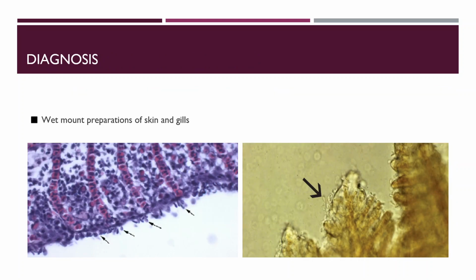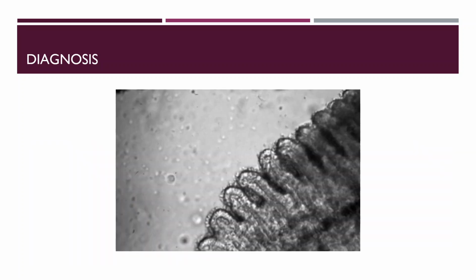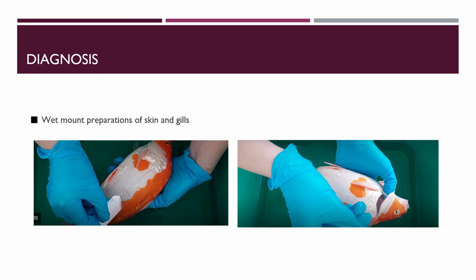So in diagnosis, you can do wet mount preparations of skin and gills. It has been said that Ichthyobodo is easy to treat but difficult to diagnose. If you look at the pictures, if I didn't tell you the patient was suffering from Ichthyobodo, it just looks like regular tissue, don't you think? So looking at the skin and the gills, they have a serrated appearance where Ichthyobodo attaches. This is from YouTube actually.